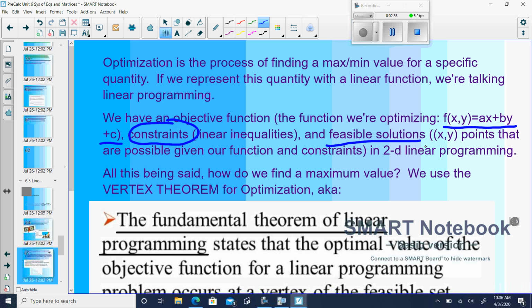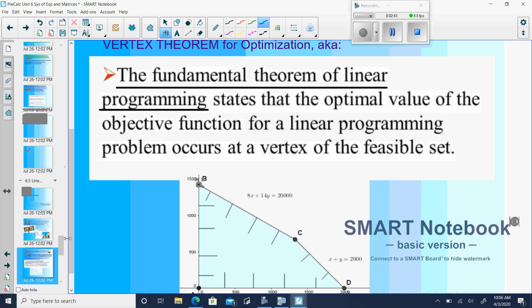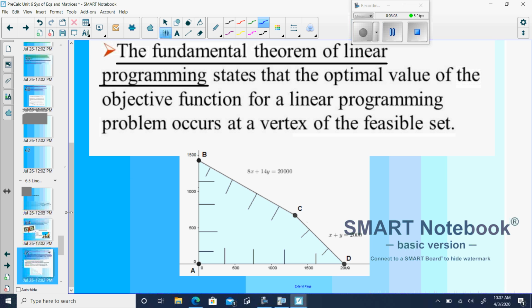So how do we find a max value? Well, we use something called the vertex theorem or the fundamental theorem of linear programming. It tells us that if we want to look for this optimal value, we're going to graph our constraints, and that's going to create for us a shape that has vertices. We're going to go to each one of those vertices and test those vertices, and our optimal value is going to occur at one of these vertices in our feasible set.